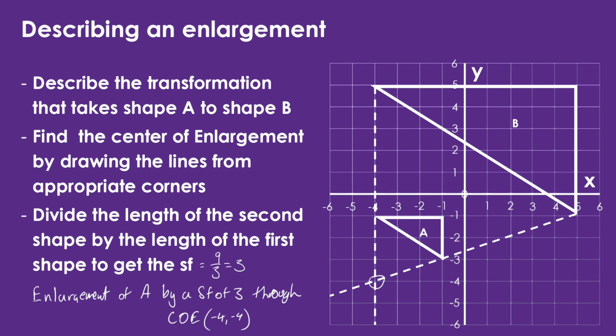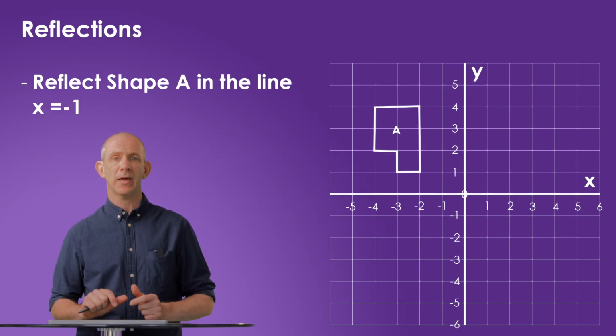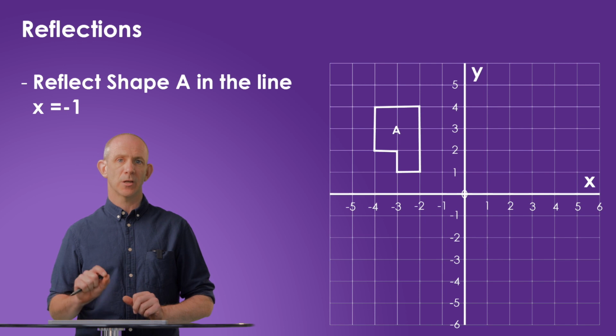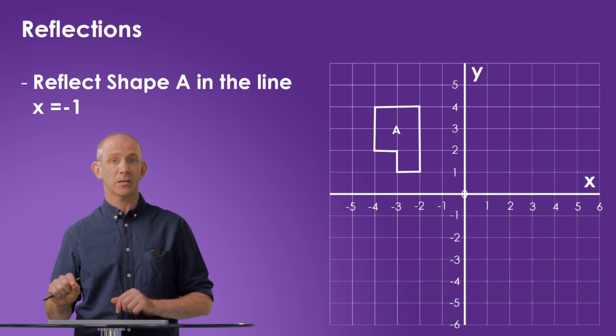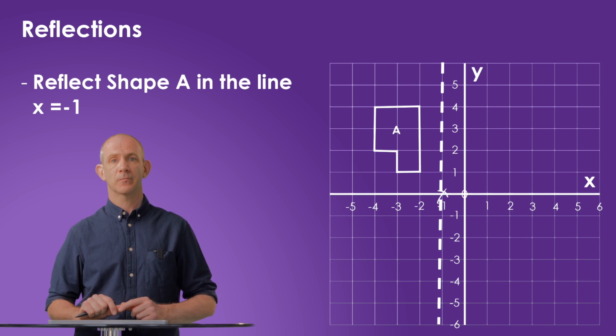As before, it's important to state at the start of the description what type of transformation this is. Here, we're looking at reflecting shape A in the line x equals -1. In order to draw the line x equals -1, we need to locate where the x-axis equals -1 on the grid and then draw a perpendicular line going through it.